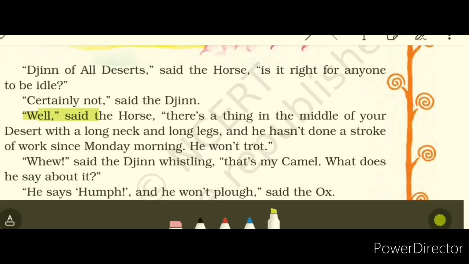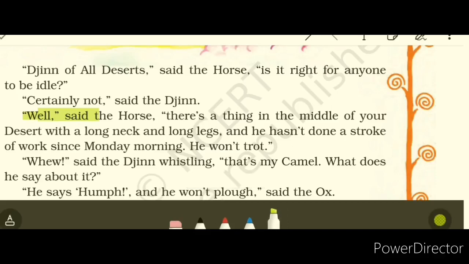Well, said the horse, there's a thing in the middle of your desert with a long neck and long legs, and he hasn't done a stroke of work since Monday morning. He won't trot.